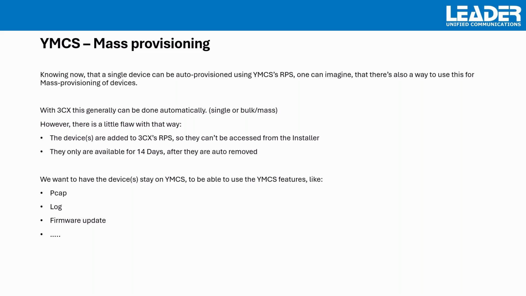If 3CX manages the phones with its RPS, they are only available for 14 days. After that, they are auto-removed. But we want the devices to stay on the YMCS to be able to use the YMCS features like PCAPs, locks, firmware updates, restart, all that kind of stuff. So therefore, we don't want to have them controlled by 3CX, and we would have to disable that functionality and then have full control of these devices.